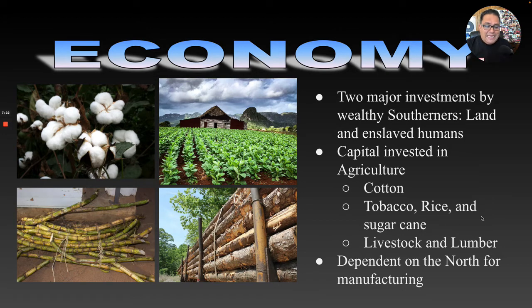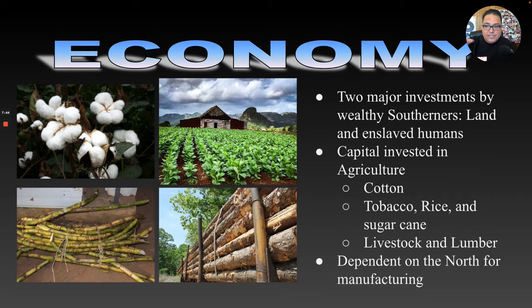They were largely dependent on the North for manufacturing, which means they were not building factories themselves. They were not building textile mills, right? They had the cotton. There's a picture of a cotton plant right there. They had the cotton, but they had no way to do anything with the cotton. And so they basically had to take the cotton plant, and then they would use the cotton gin. I'll talk about that in a moment.